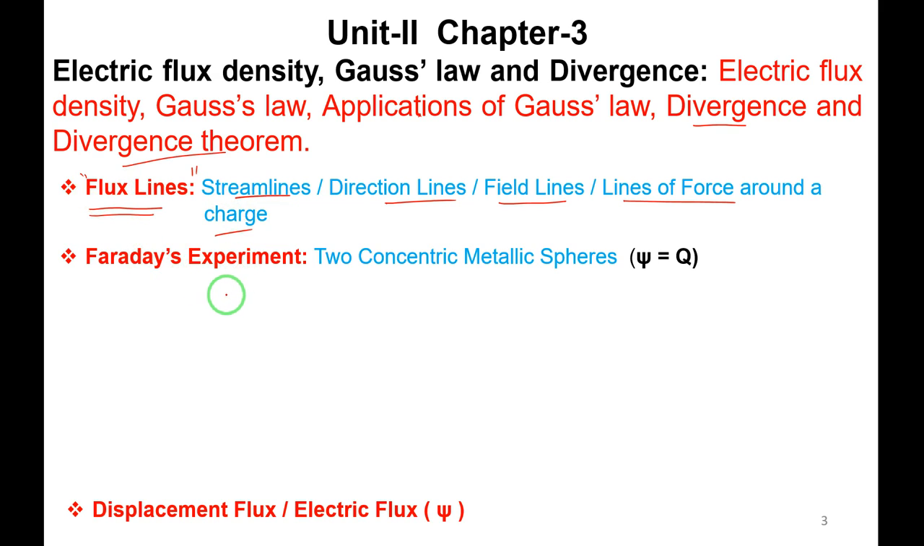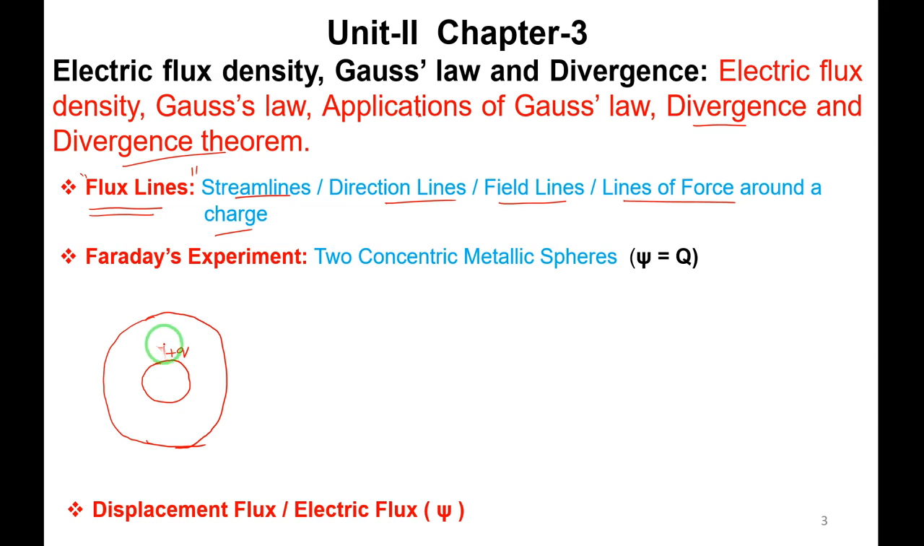Next, Faraday's experiment. Yes, what Faraday has done and what conclusion he has made, we'll see here. He has conducted one experiment. Okay, he has taken two concentric metallic spheres, right? Concentric metallic sphere means one sphere within another sphere. Okay, he has taken one smaller sphere, right? And it is positively charged, plus q, right? And he has taken another bigger sphere, which encloses the smaller sphere within the bigger sphere, right? The smaller sphere is enclosed within the bigger sphere.